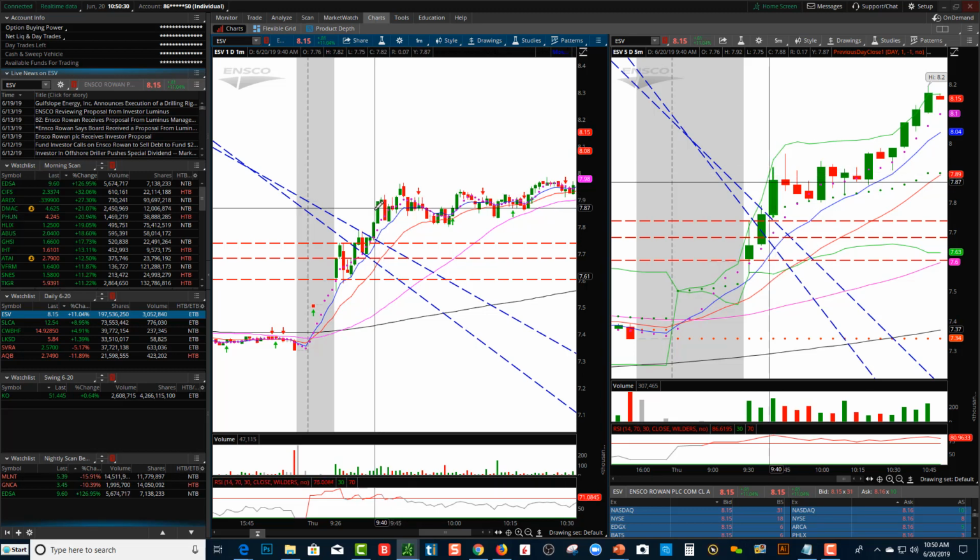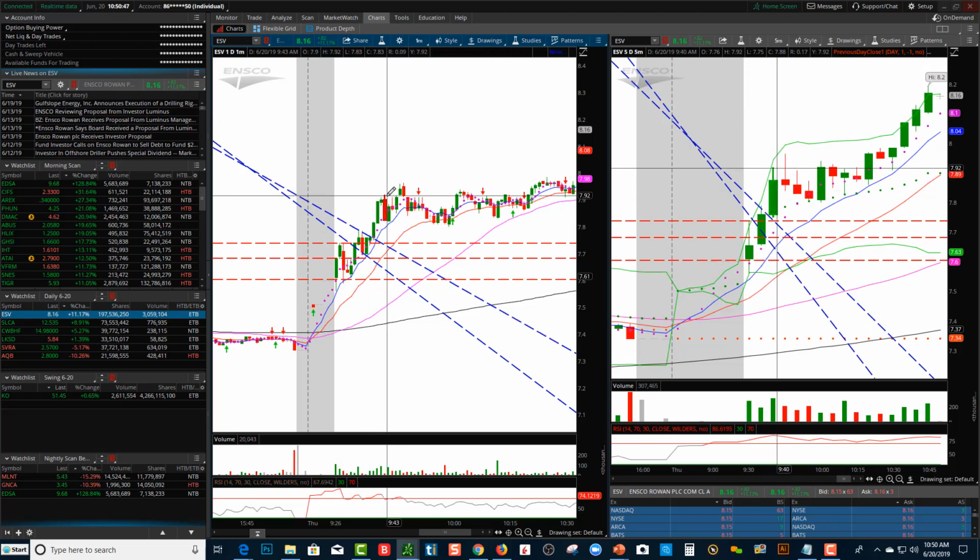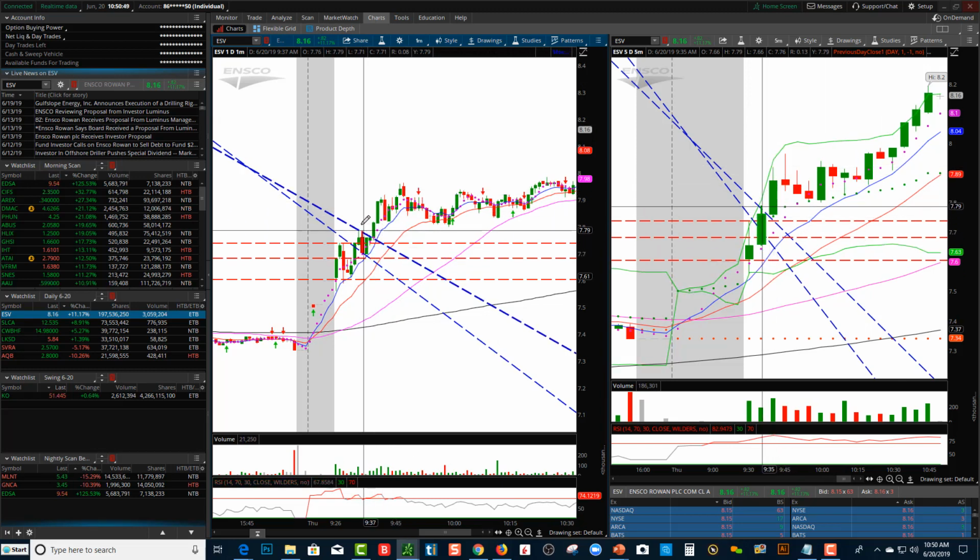Not bad, right? You may have just taken that scalp within 2 to 3 minutes, made your 12 cents and got out. If you had 1,000 shares, that's $120. If you had 5,000 shares on that, that would have been over $500. That's day trading, right? These little scalps, not getting too greedy, right? So this is a 1-minute chart looking at a flag.